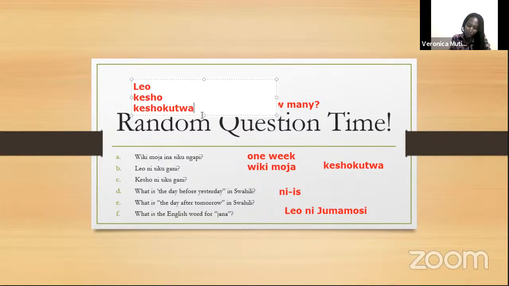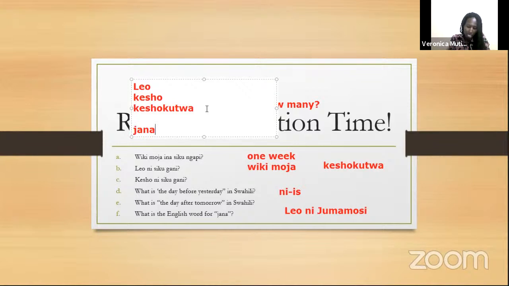Okay. Yes. And then we have now the word for yesterday, which is jana. And then the day before yesterday will be juzi. Leo today, kesho tomorrow, kesho kutwa the day after tomorrow, and then jana for yesterday, juzi for the day before yesterday. It could look like too much for now, but when you go over these again and again, you will be able to remember. Any question from you, Frank?